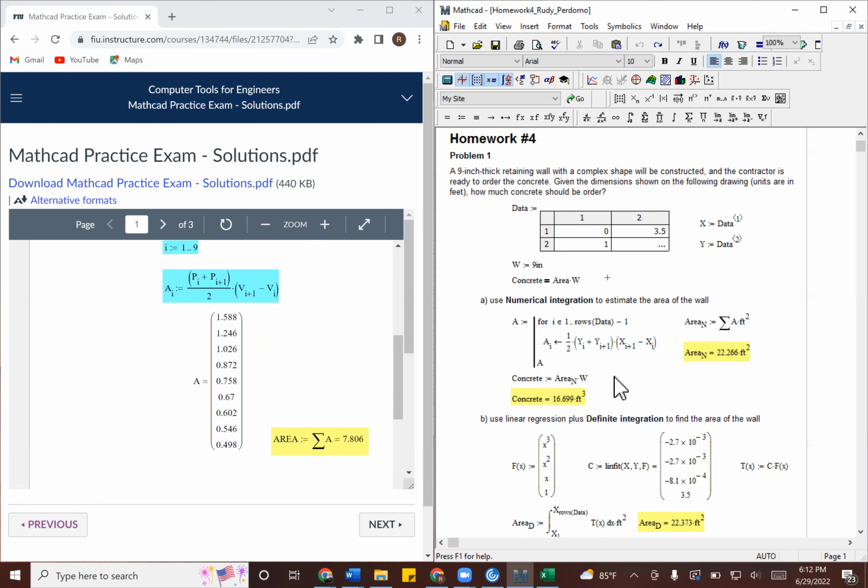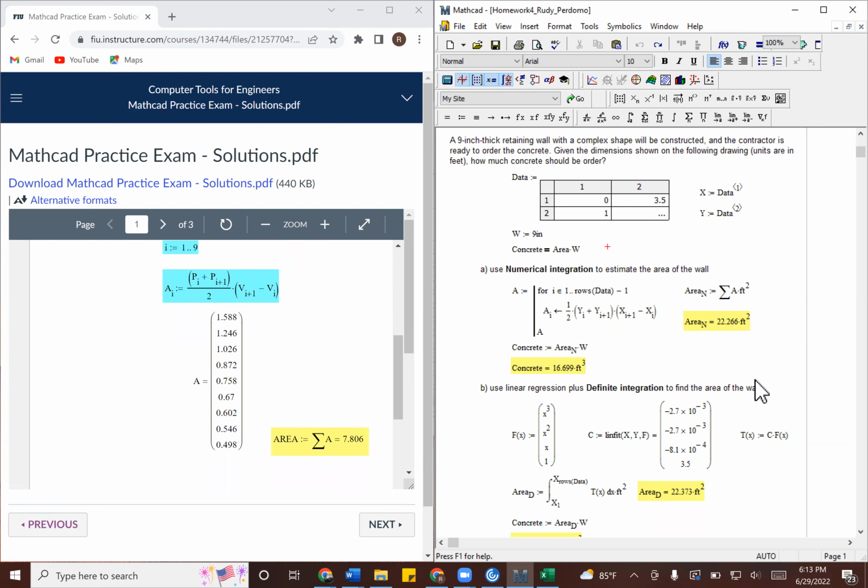And then the amount of concrete, I honestly don't know what unit she wants the amount of concrete in. So I just found the area, and then multiplied it by the width. The width is set to 9 inches here. So 16.699 feet cubed. And you have to do area.n. You don't have to. I just named it because of numerical integration. So area found using numerical integration.